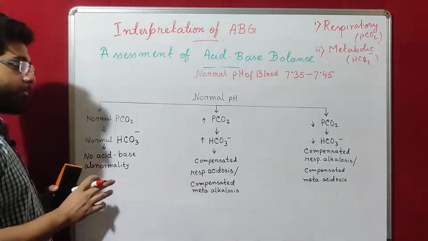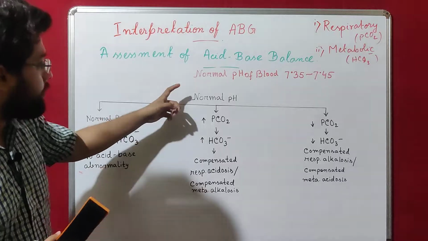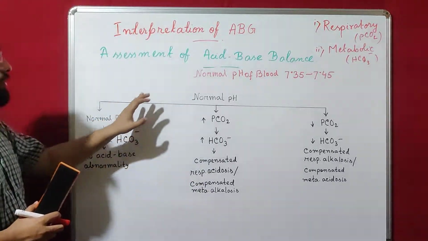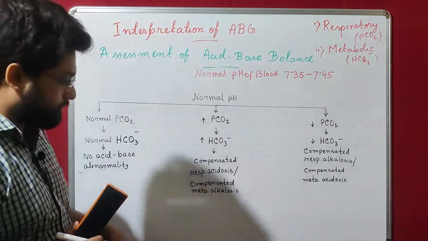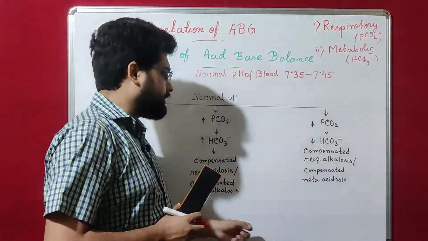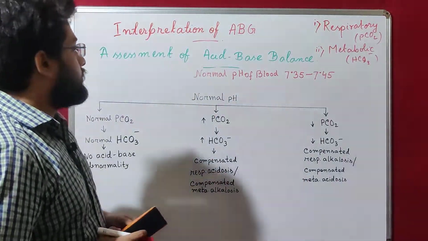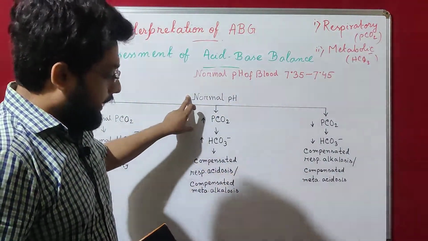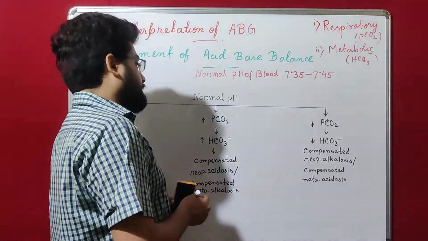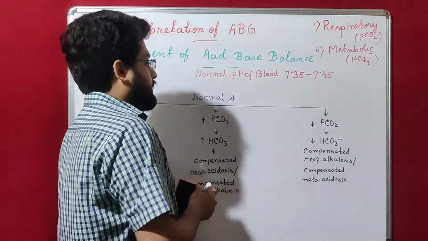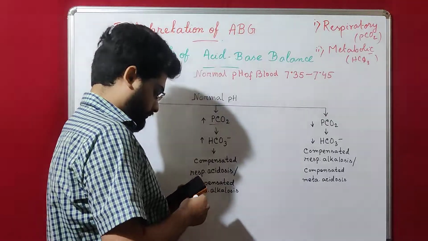Then there is no abnormality. Obviously there is no abnormality. But while also watching normal pH, we have to look for PCO2 and bicarbonate ion. The reason is here in these two columns. So against normal pH, let's take that PCO2 is increased.